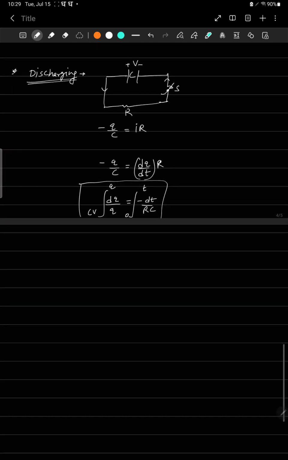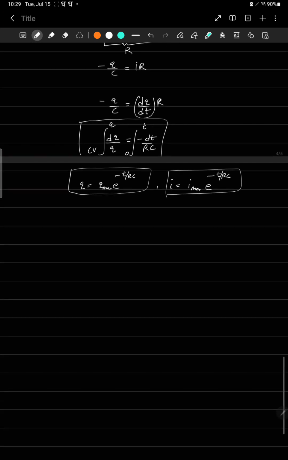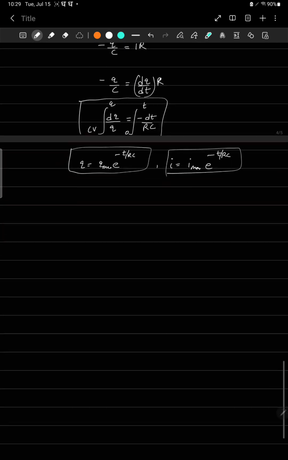I'll tell you the expressions of charge and current. It will come out to be q equal to q max e to power minus t by RC, and current is also I equal to I max e to power minus t by RC. So these are the current and charge expressions. After getting these expressions, you draw the graph, exponential decreasing, define the time constant, everything. I'm leaving this to you. Now we'll be discussing some questions based on these charging and discharging cases.